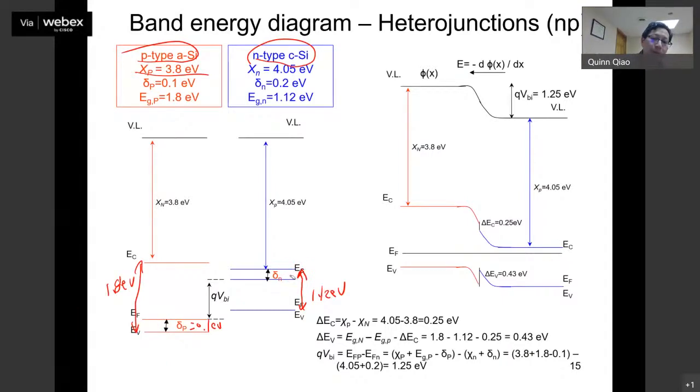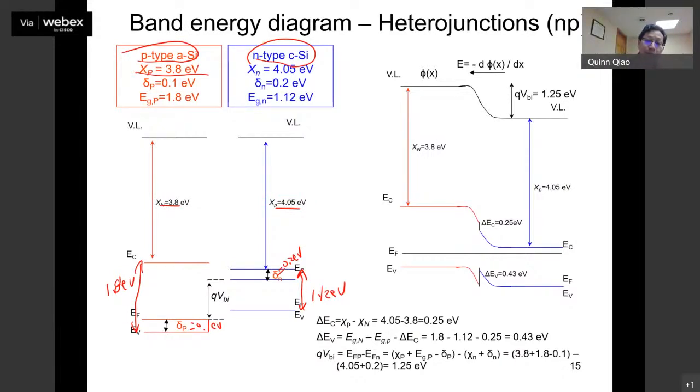Here is 0.2 eV. Okay. And then this one is 4.05. This is 3.8. Now, if you plot this, you can plot it by yourself, right?